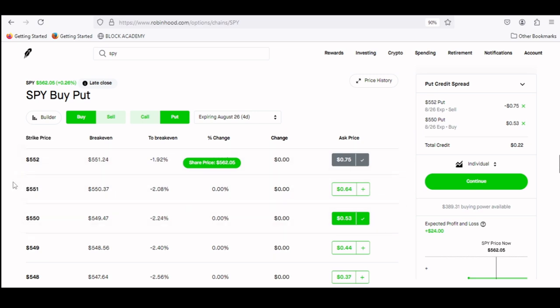550 from 552. So my spread on this option is going to be $2 or $200. Once again, each option contract is multiplied by 100 shares.